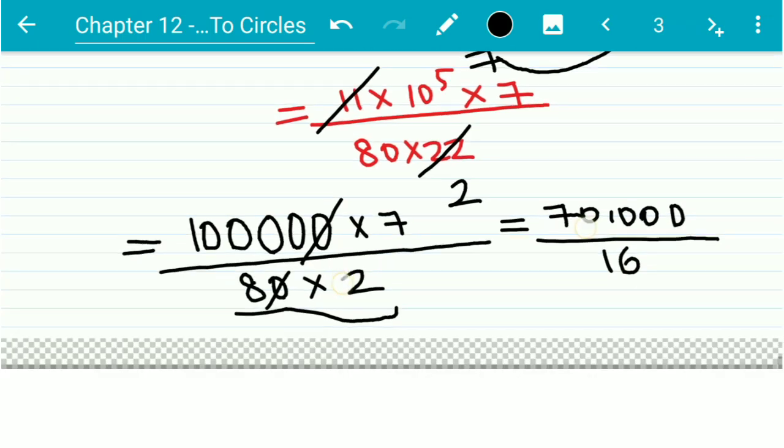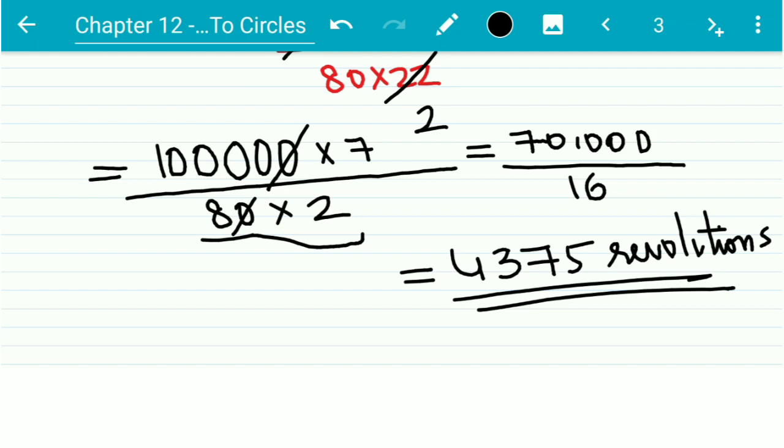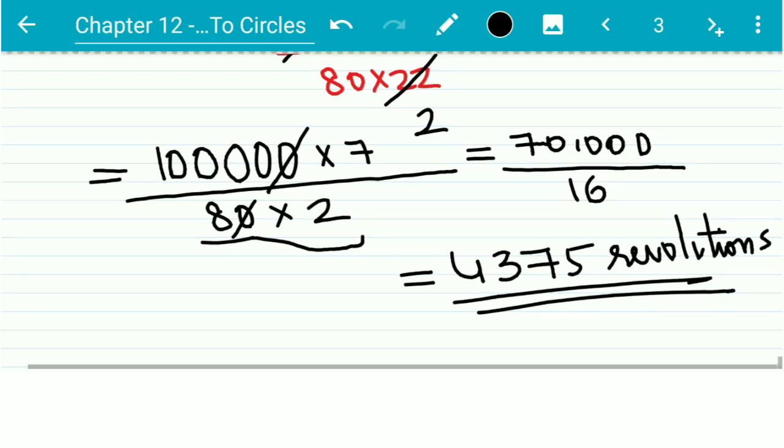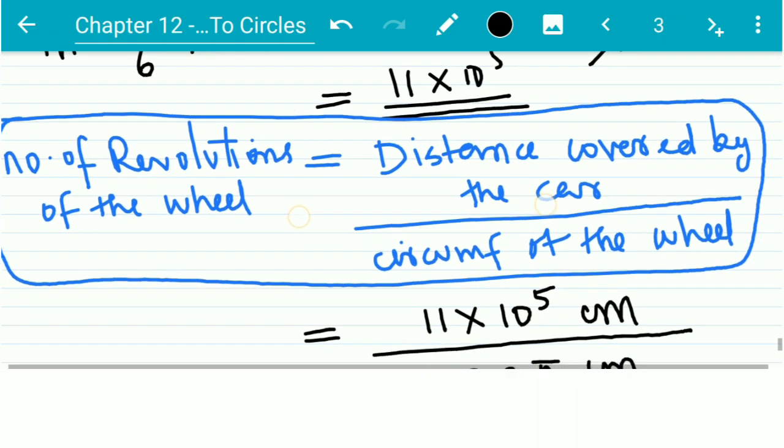Do the division and you'll be getting the answer as 4,375 revolutions. Unit is revolutions. This is the final answer. 70,000 divided by 16 is equal to 4,375 revolutions. So, we need to find the number of revolutions. To find this, we started with, see, actually this is the main formula to find the number of revolutions: distance covered by the car divided by circumference of the wheel.